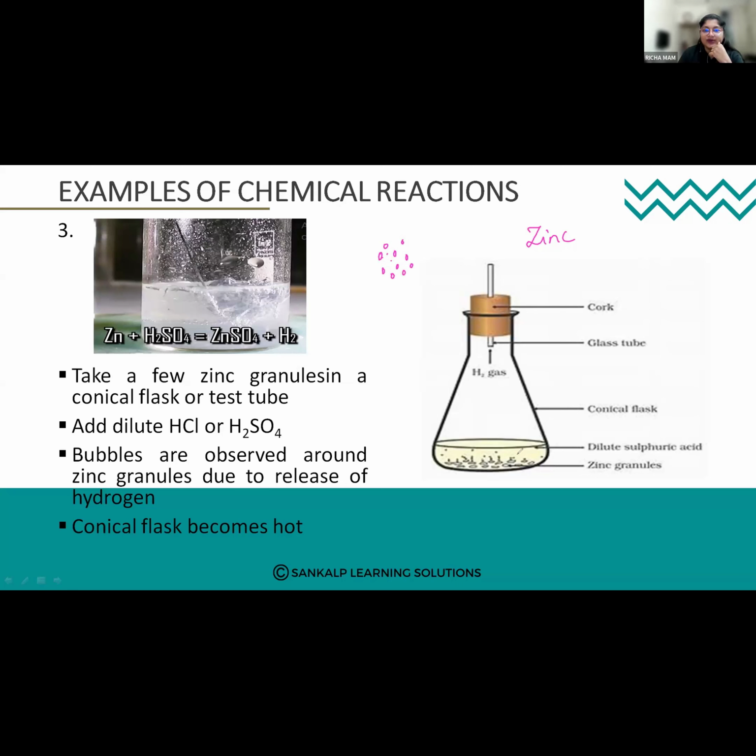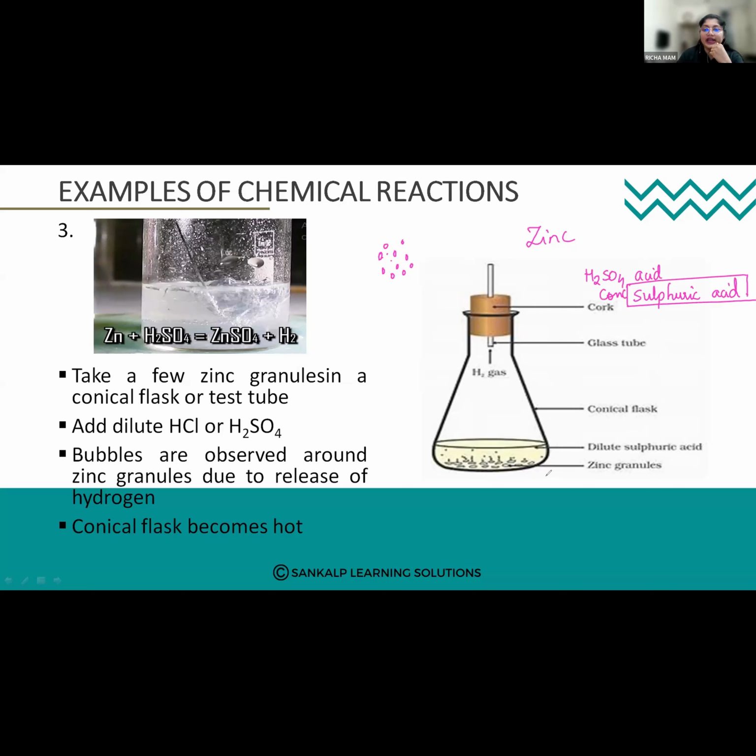So these zinc granules we are taking in the conical flask, or you can take a test tube also. So I have taken a conical flask. In that, I have taken the zinc granules, in the form of grains. Now to this zinc, I'll add an acid. Now I'll add H2SO4. What is H2SO4? Sulfuric acid, concentrated sulfuric acid. Concentrated sulfuric acid I'm going to add.